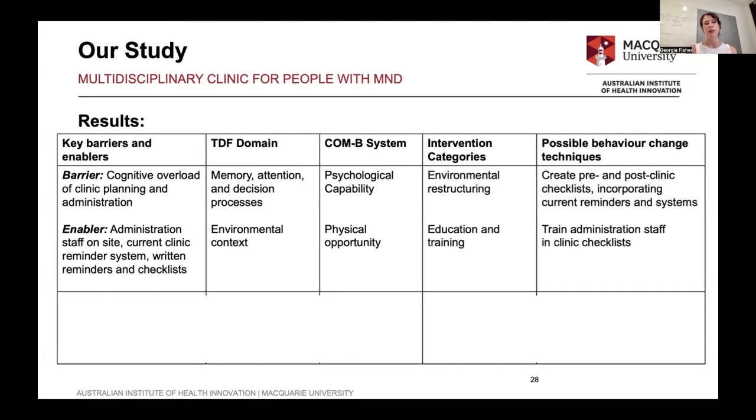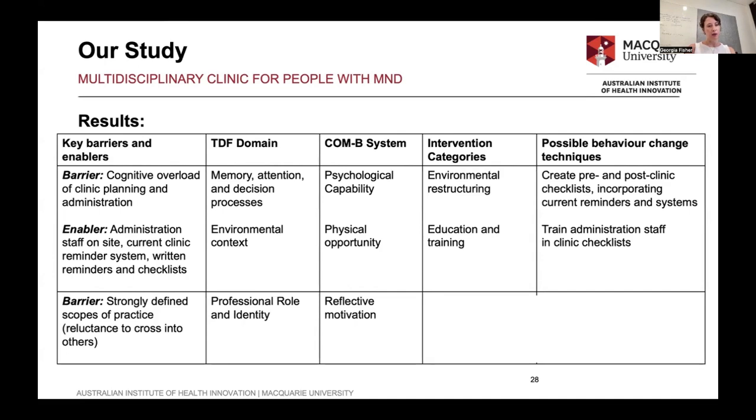So if we wanted to intervene further and further help people to overcome this barrier, we would look at environmental restructuring and also some education and training. Some specific ways to do this for our clinic might be creating pre- and post-clinic checklists, incorporating current reminders and systems into the checklists, and training administration staff in all of the clinic checklists. So we just weren't handing them something and expecting them to do it without any help.